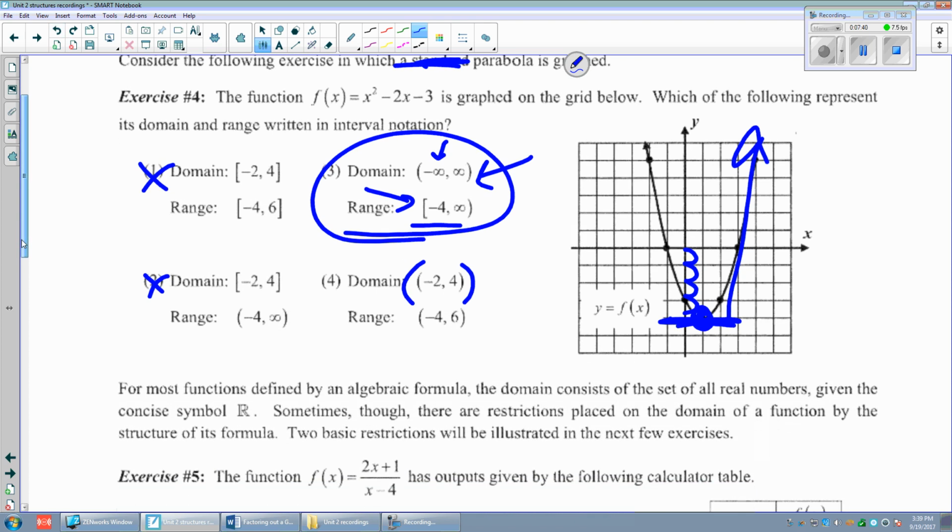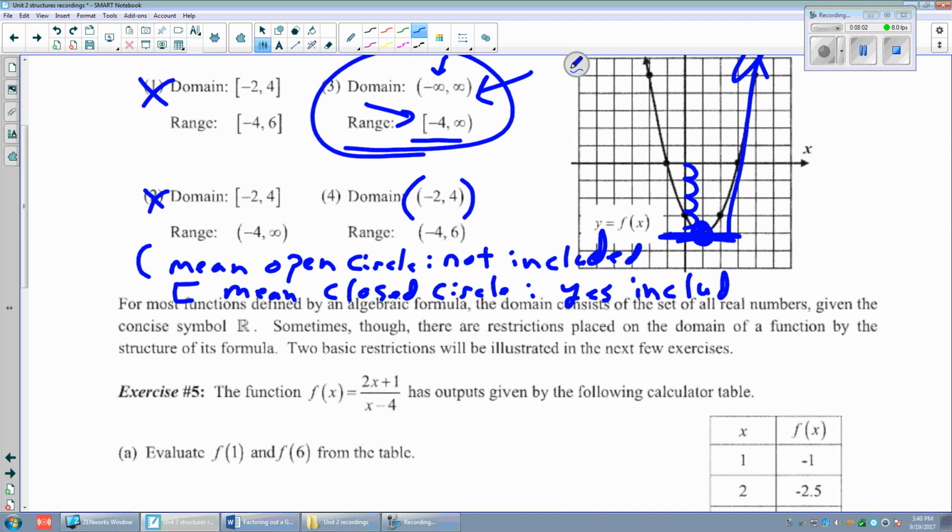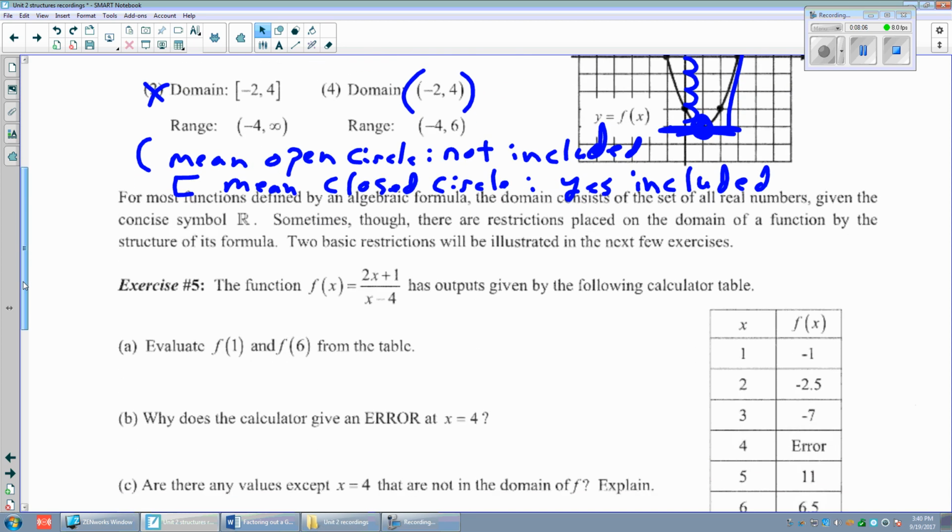Wow, I said a lot and you didn't have to write anything down. Parentheses means an open circle, not included. Bracket means closed circle or filled in point. Yes, included. Included in what? Included in the domain or included in the range.